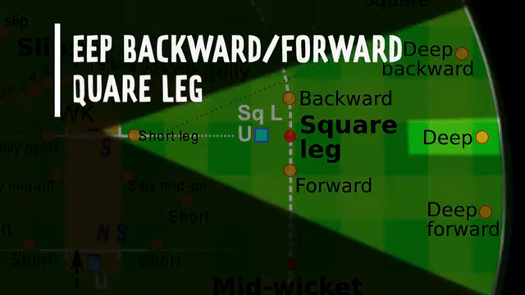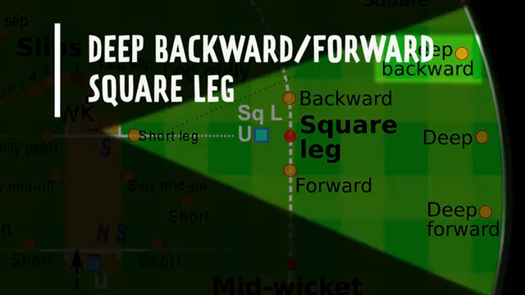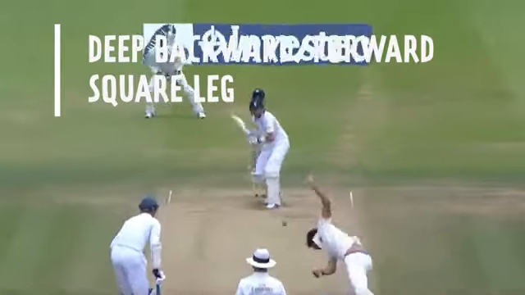And similarly we have deep square leg, deep backward square leg and deep forward square leg.